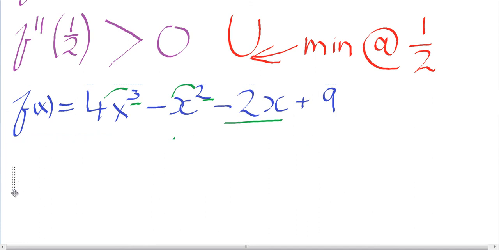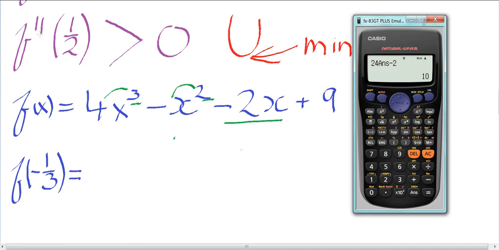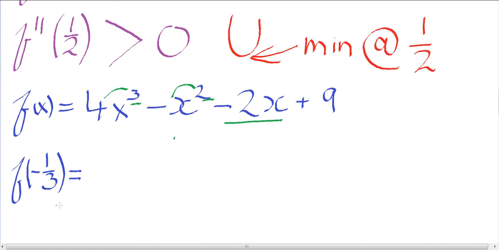So f of minus a third. Again, I'm going to use this safe way of subbing a number in, and once you get the hang of it, it'll speed you up a lot. I don't need to see all the workings. I don't need to see you subbing in minus a third. When you write that, it implies that you're about to sub in minus a third into f. I don't need to see it drawn out.